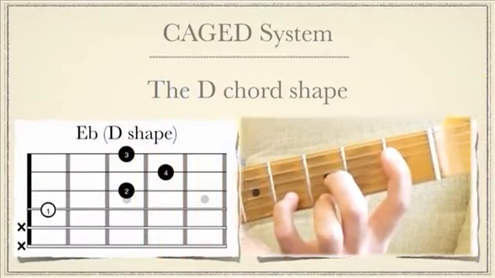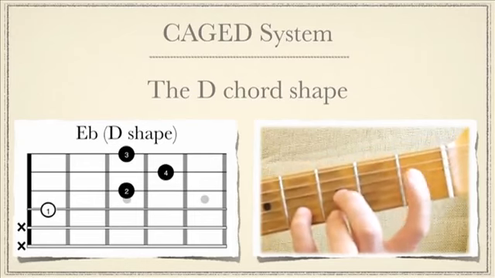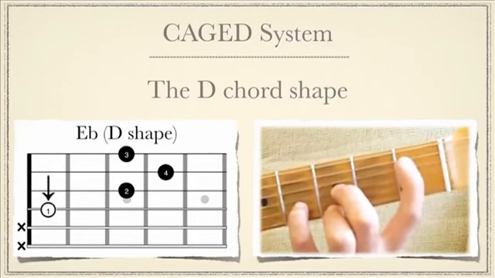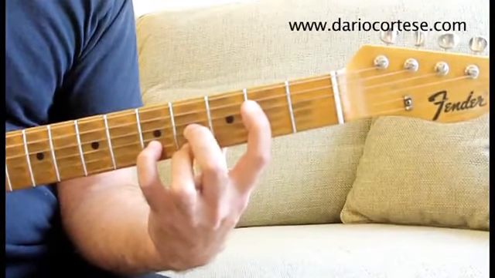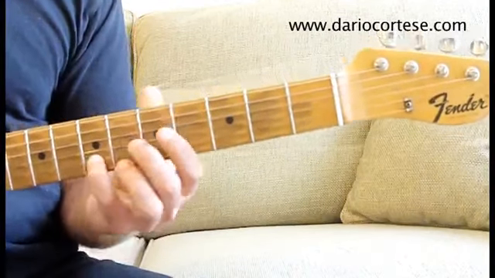We're now playing an E flat chord using the D shape. The root of the D shape is on the 4th string, it's the only position that has the root on the 4th string. So if you move it 1 more fret up, it will be an E chord, F chord, F sharp, and so on.